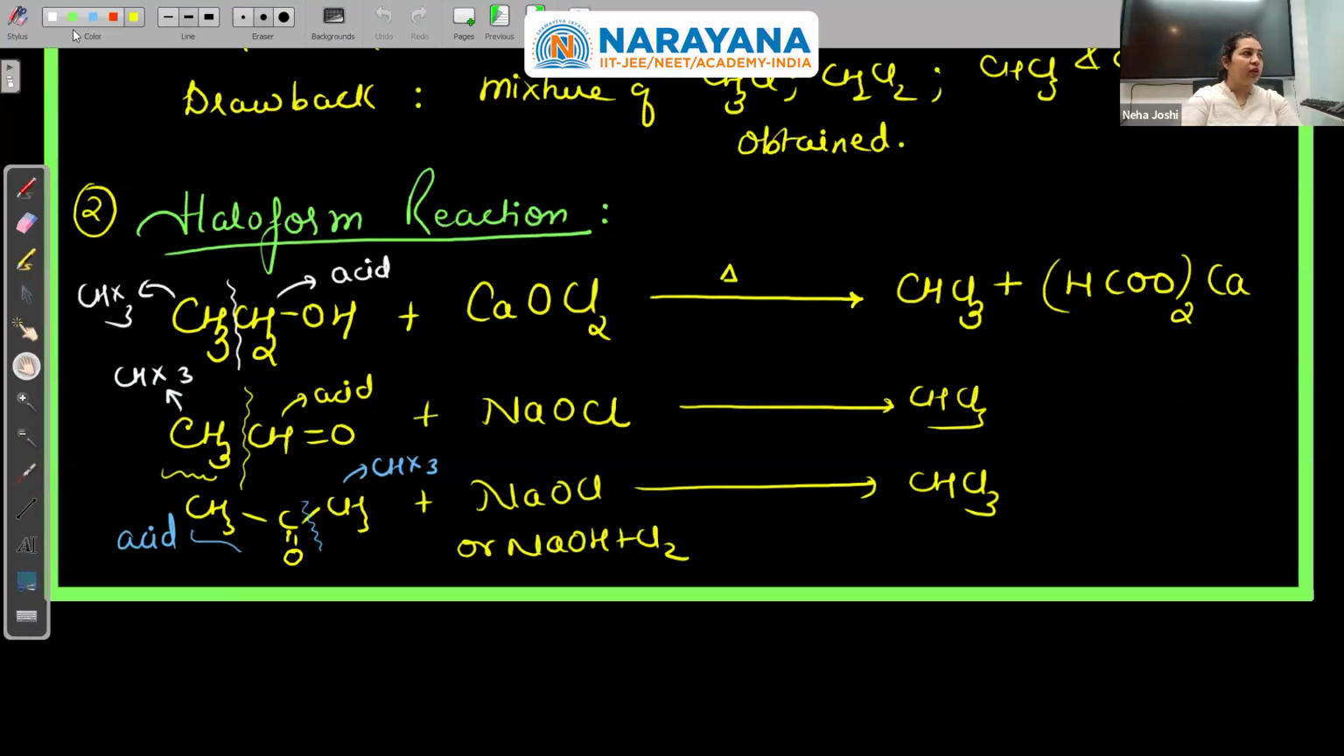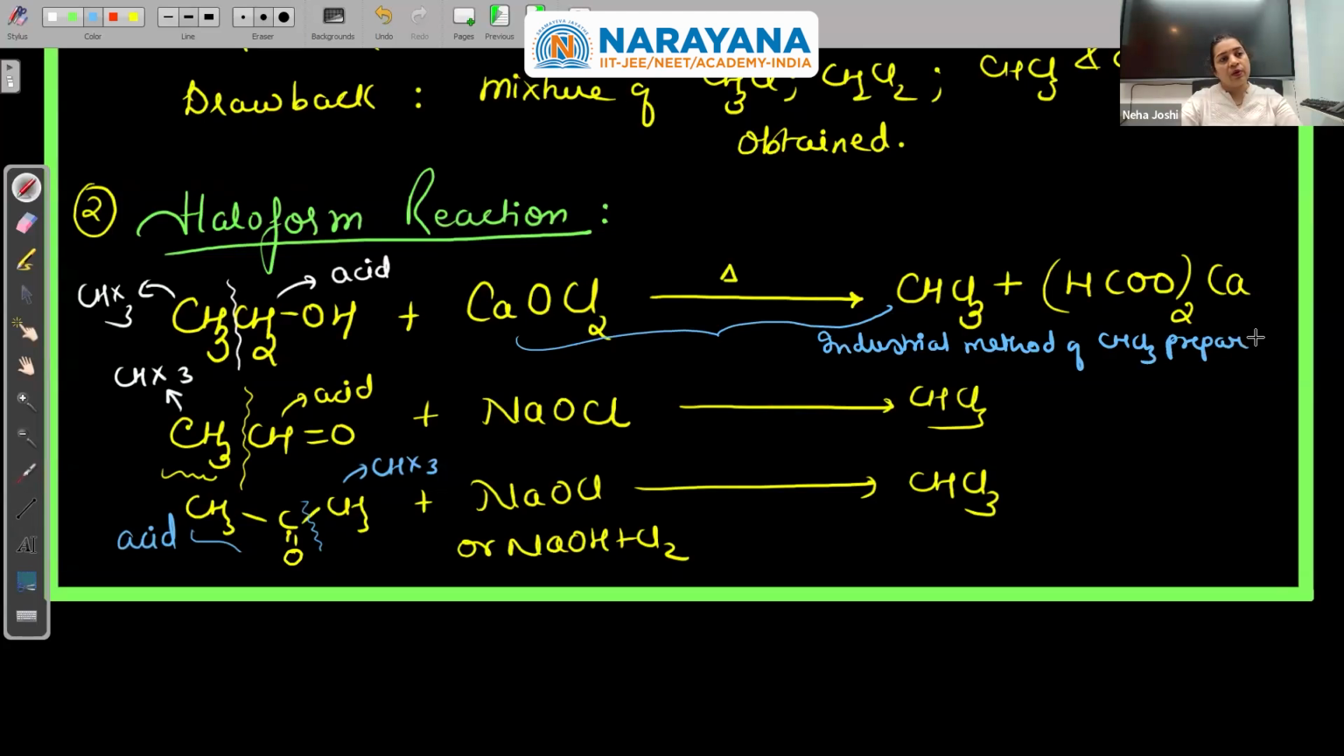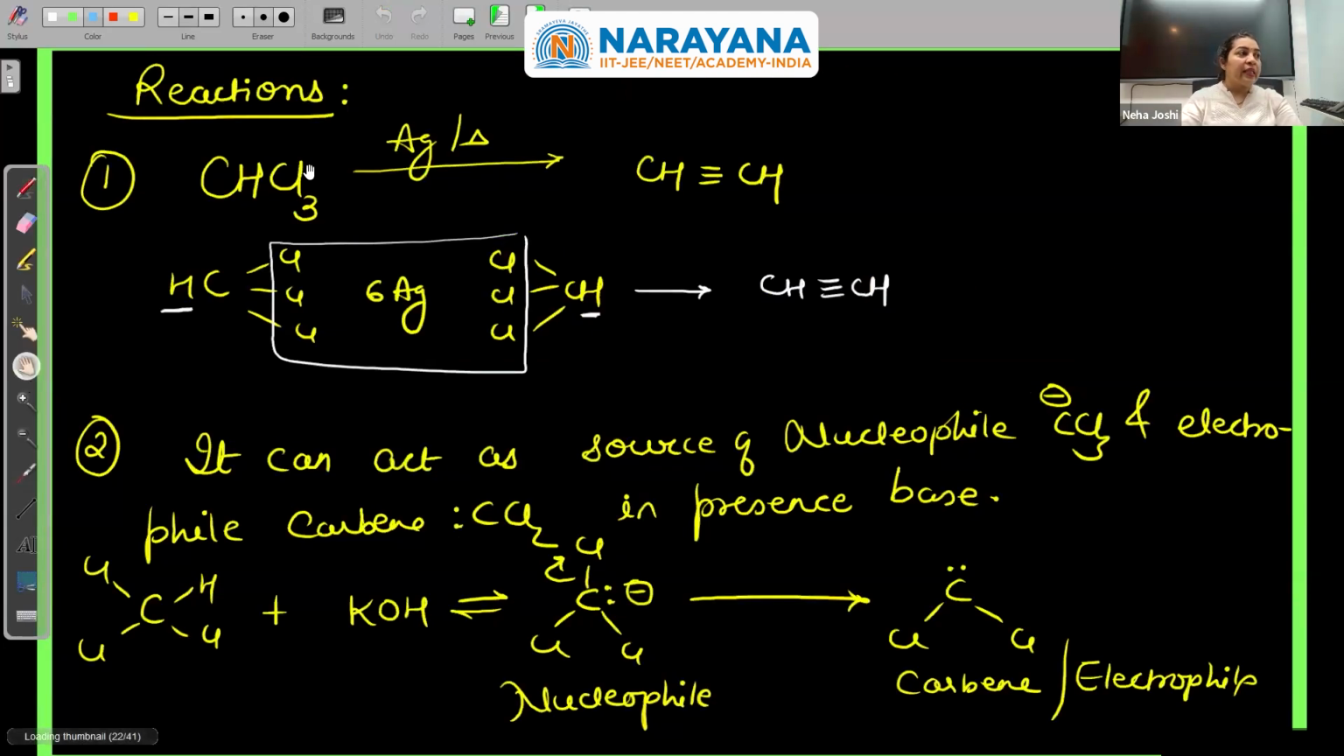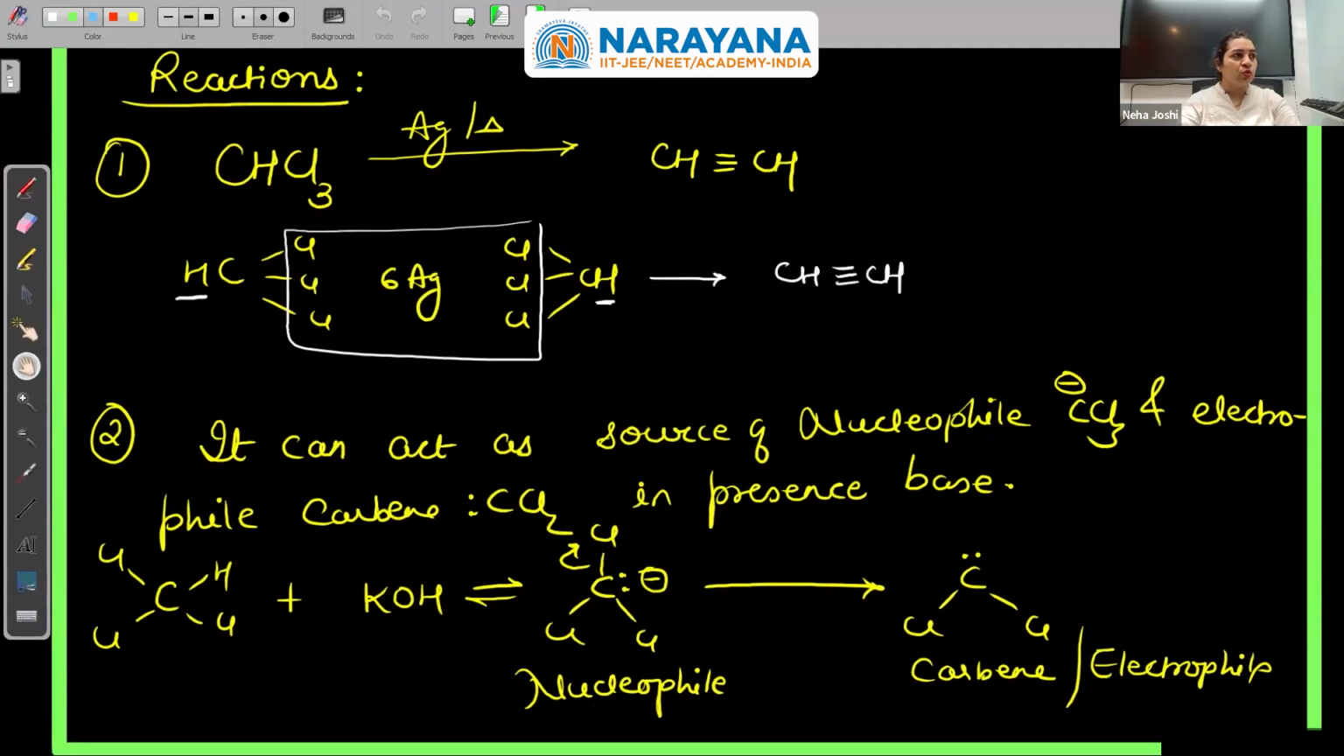This one. Okay. So please take this method as the industrial method of chloroform preparation. This is the industrial method. The reactions where chloroform is used: first, you can have directly silver dust or silver powder and acetylene is formed like this. So it is not just that acetylene could be formed. As I'm discussing only chloroform, so I'm forming acetylene.